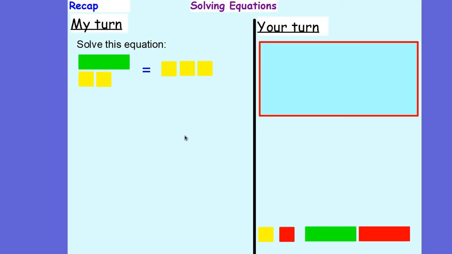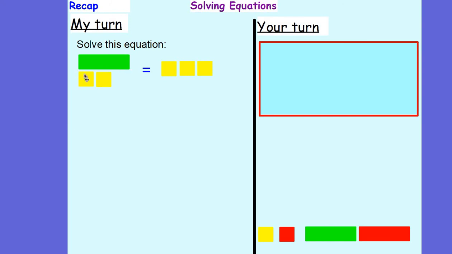Let's do a quick recap of last lesson. I asked you to solve this equation. I had a green rectangle and 2 yellow squares is equal to 3 yellow squares. Now to solve the equation, I needed to add something to both sides of this equation that will leave me with just the green rectangle on one side.